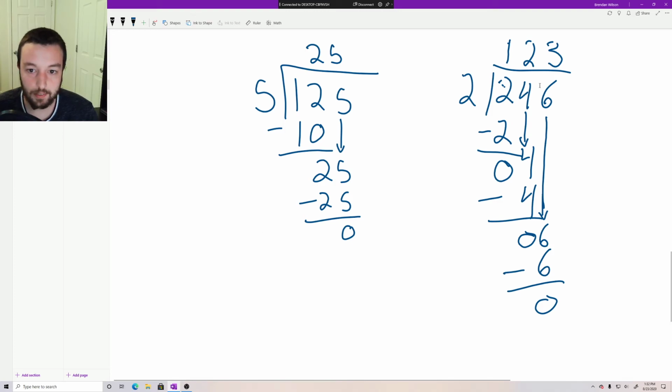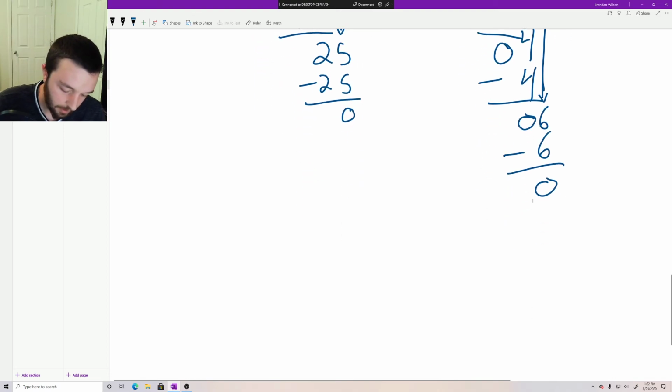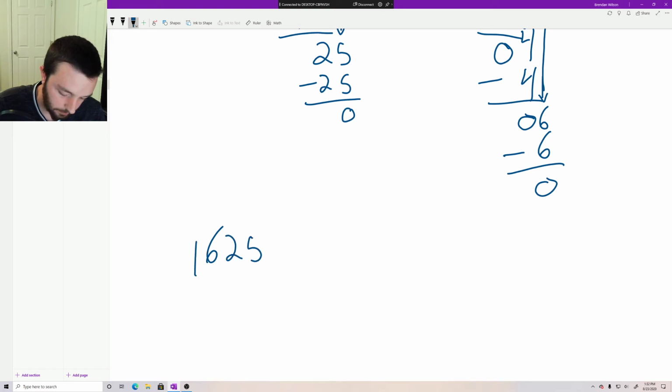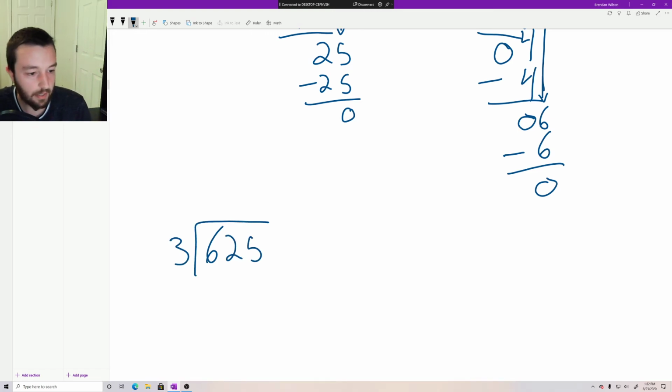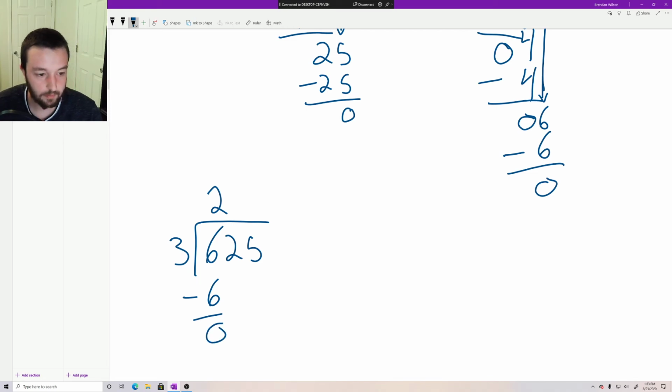Now I said we stop once we run out of digits. What happens if we don't end up with 0 at the bottom? Let's say we have 625 divided by 3. Okay. So 3 goes into 6 how many times? 2. And then 2 times 3 is 6, so we don't have anything left over. Now we bring down the 2, and we say 3 goes into 2 how many times? Well, 2 is smaller than 3, so 0 times.